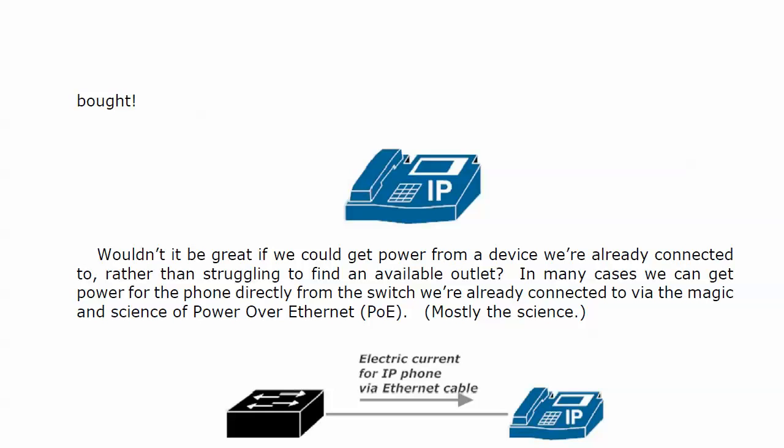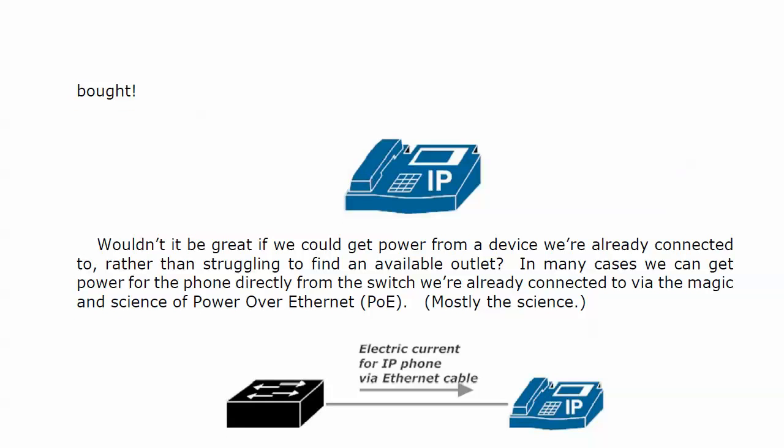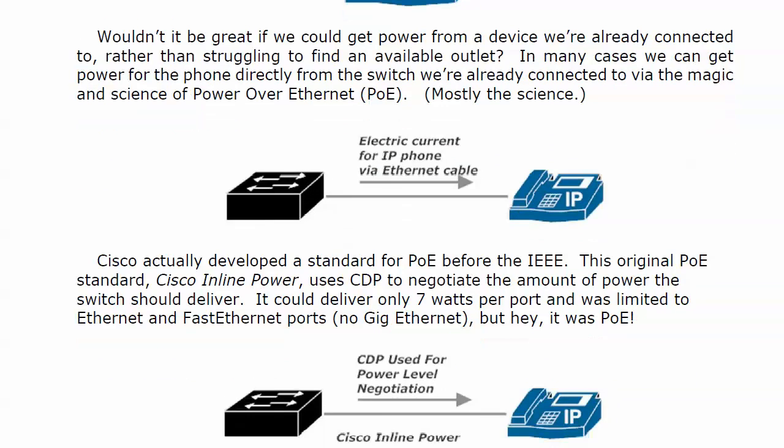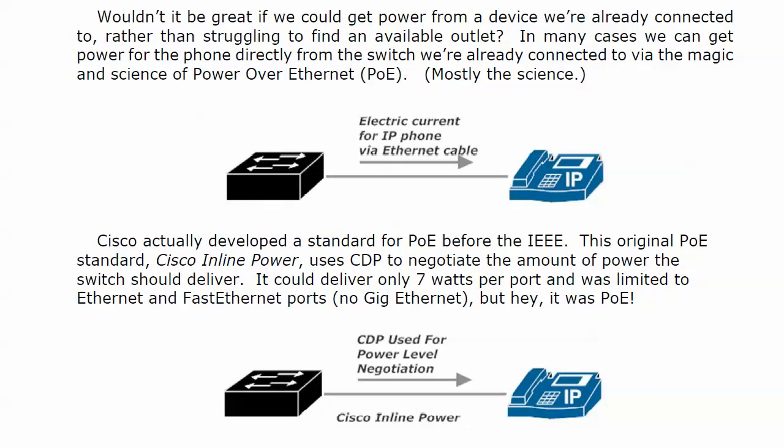Now, before we see it in action, I want to talk about the standards and the development of PoE a bit. And the first one actually came from Cisco. It did not come from the IEEE. Cisco came up with a PoE standard first. Now, this original standard is Cisco Inline Power, and it uses Cisco Discovery Protocol, CDP, to negotiate the amount of power this switch should deliver to the device.